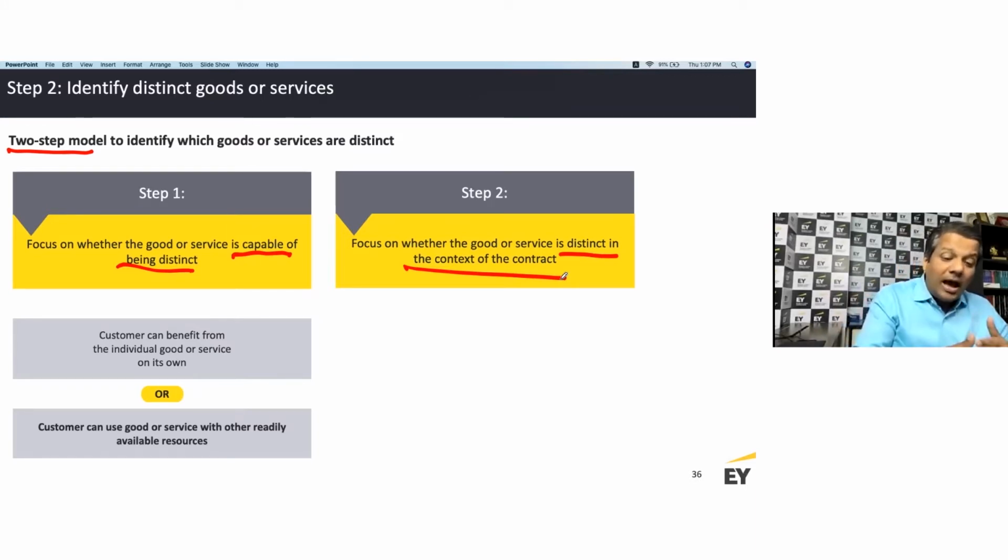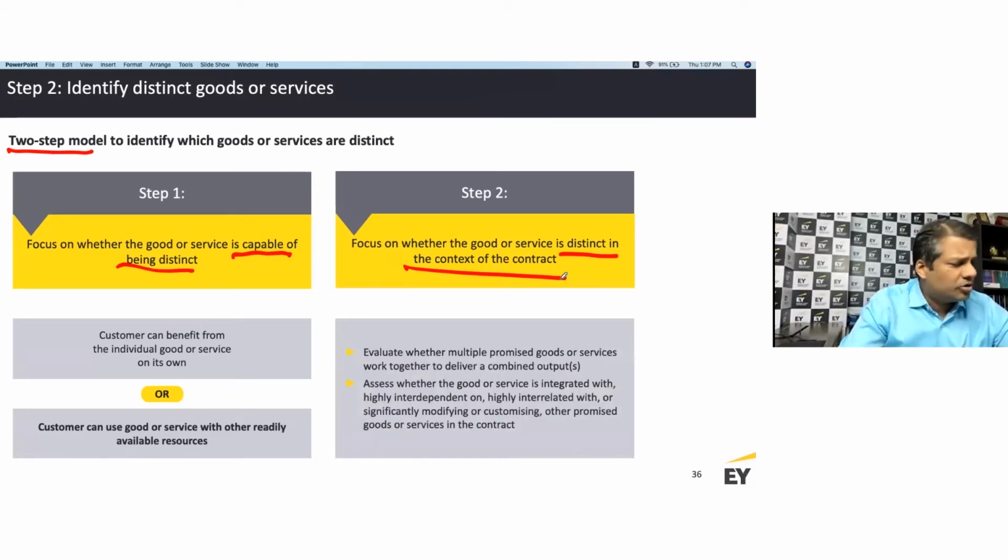And also, how do you actually record the revenue, at a point in time or over time? All of that is dependent upon identification of the performance obligation in any contractual arrangement. So how do you look at this? With reference to contractual terms and conditions, and also customary business practice. So, capable of being distinct: the customer can benefit from the goods or services on its own, or can use goods or services with other readily available resources.